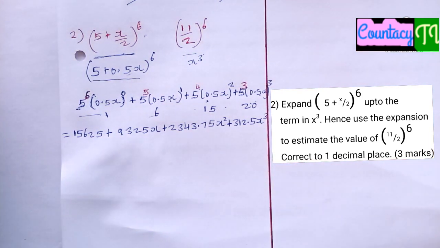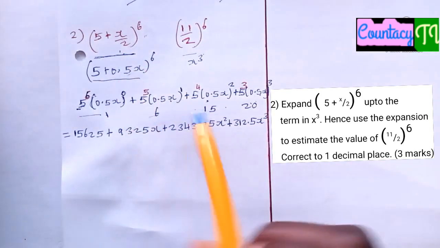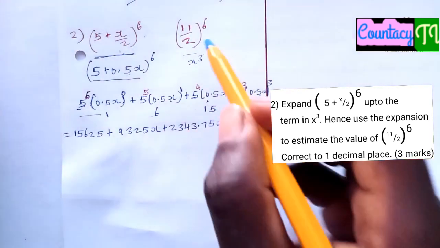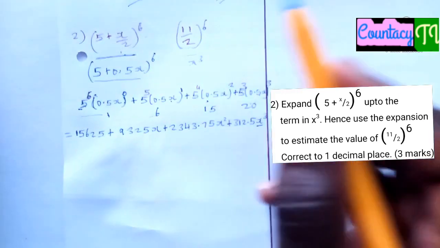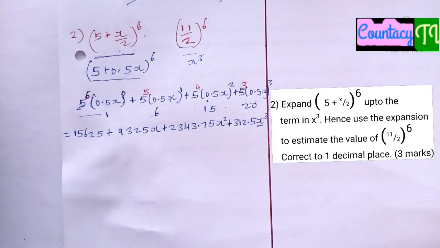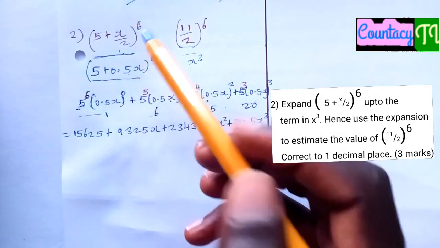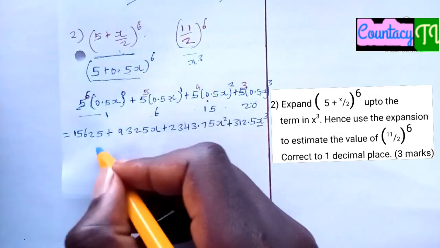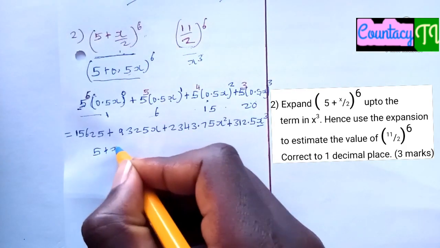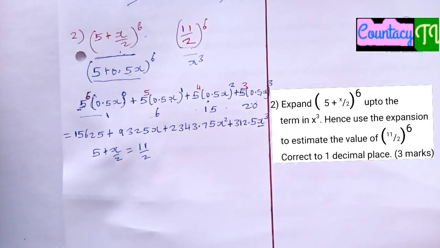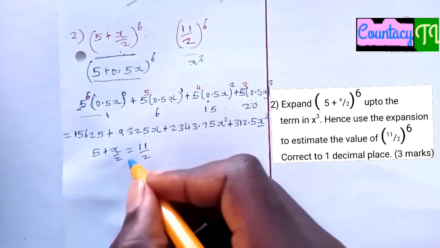Now we have satisfied our first part of the equation, which is to expand this value of the term where x is to power 3. Now we go to the second part, we find the value of this 11 over 2. In order to know the value of x for this expansion as compared to this, we take 5 plus x all over 2, we equate it to 11 all over 2 to get the value of x. Upon solving for x, we get x as 1.